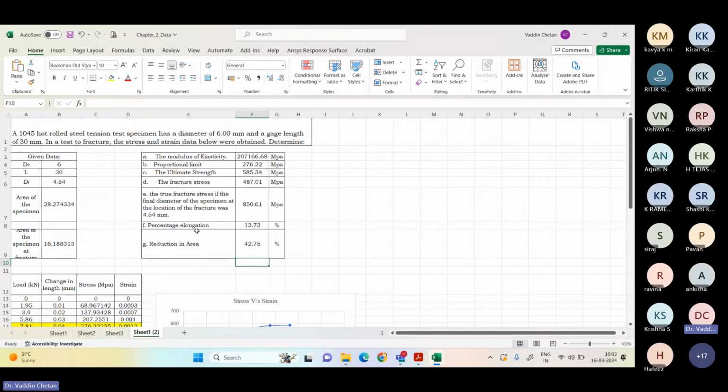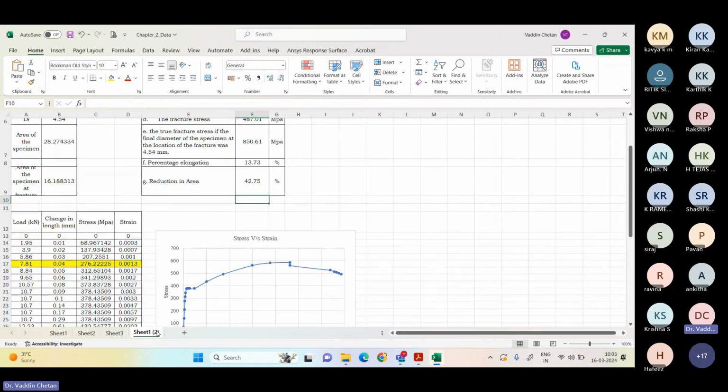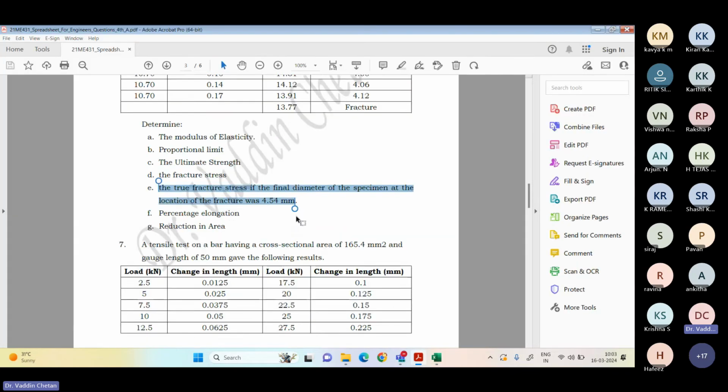That means that you need to understand the basics. The main reason why we took this problem is the practical application, because you will be solving the same problem in mechanics of materials, in MOM. So this is how we can solve this problem. And next, let me move on to the next problem.